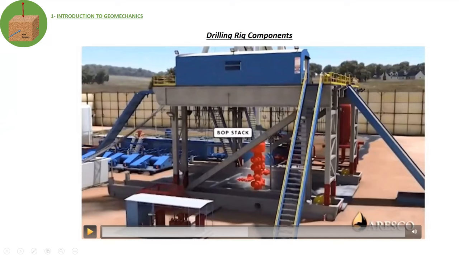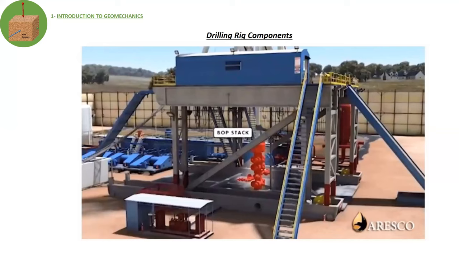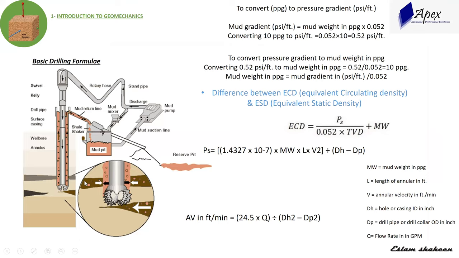Okay, this is a slide that shows a critical difference that many geomechanics engineers don't take into consideration: the difference between what we call ESD and ECD. ESD is the abbreviation for equivalent static density, equivalent static mud density, okay? ECD is the abbreviation for equivalent circulating density. What is the difference between both?